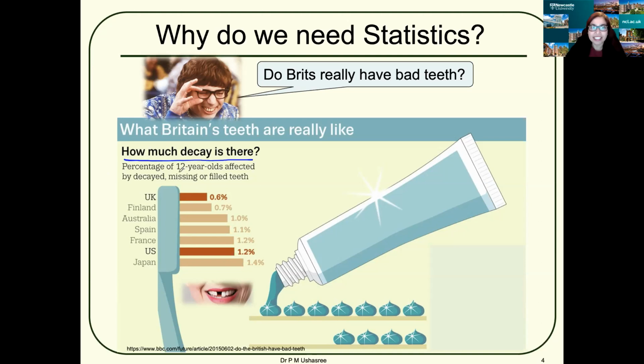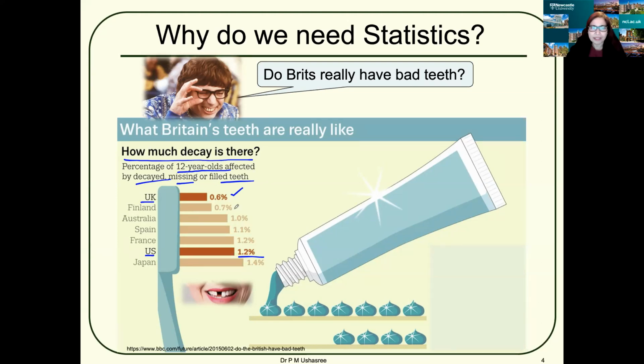So look at this, how much decay is there? They have studied a few 12-year-old children, and what have they seen? Look at the statistics here. About 0.6% of 12-year-old children are affected by decayed, missing, or filled teeth in UK, while there are 1.2% of the children affected in America. Almost double the percentage.